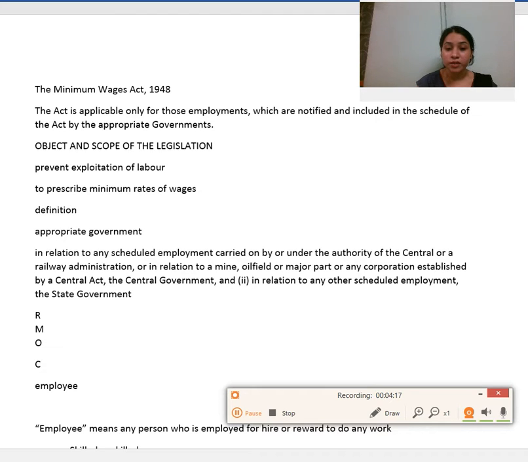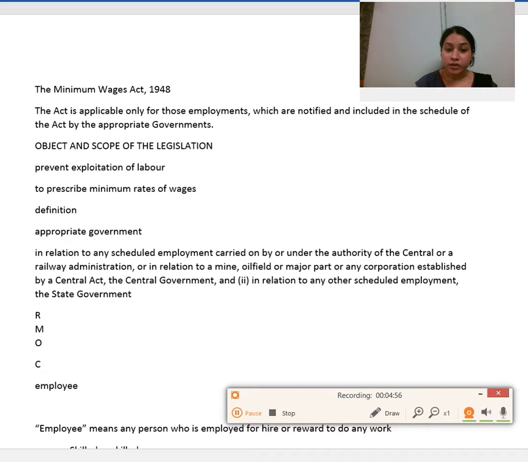But in the Minimum Wages Act 1948, there are certain categories of work for which the appropriate government, that is the government that is responsible for those employments, is the central government. While for other scheduled employment, the appropriate government is the state government. So, in relation to railways, mines, oil field, and corporations that are established by the central government, the appropriate government is the central government.